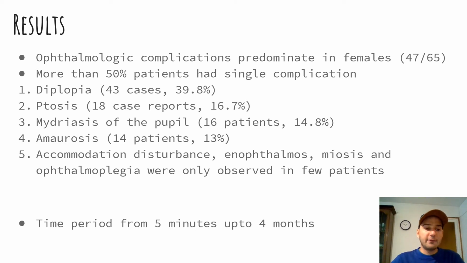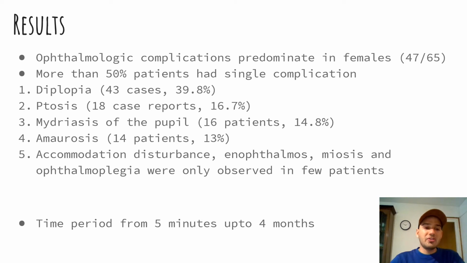So after that, the fourth most frequent complication was amaurosis in 14 patients, which formed about 13% of the total. And in 3 of those cases, amaurosis remained permanent. The other reported complications like accommodation disturbance, enophthalmos, miosis, and ophthalmoplegia were only observed in few patients.